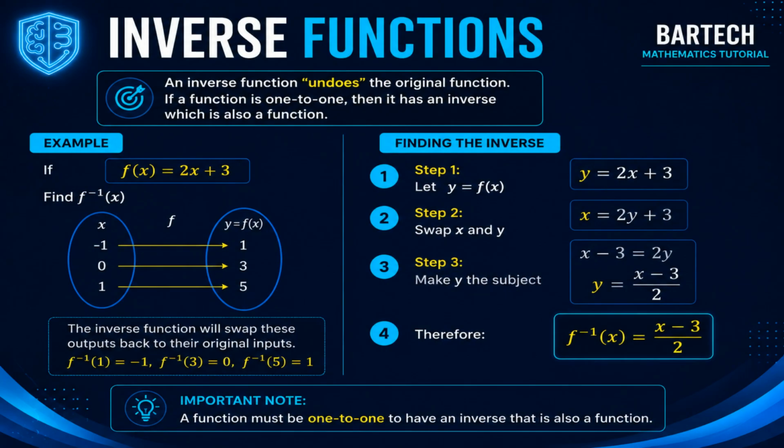An inverse function effectively undoes the original function. Only one-to-one functions have an inverse. To find it, swap the x and y variables in your equation and solve for y.